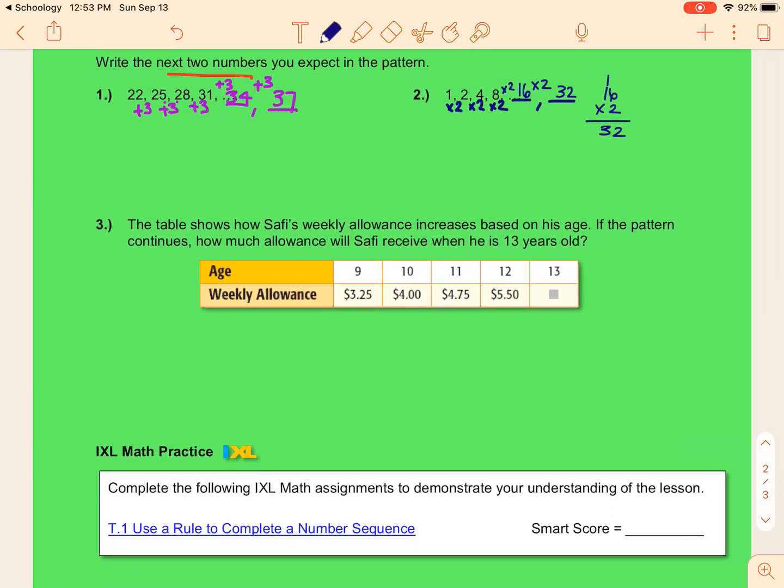Alright, our last problem. This table shows how much Safi's weekly allowance increases based on his age. If the pattern continues, how much allowance will Safi receive when he is 13 years old?